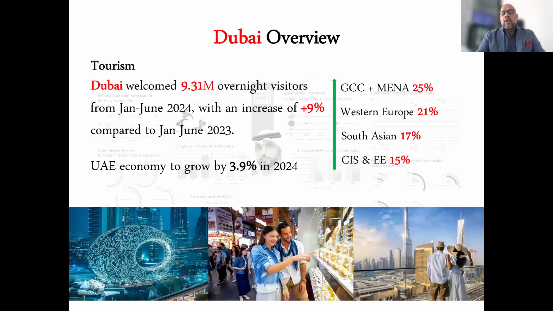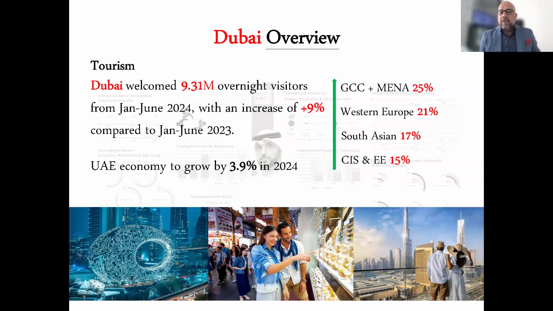Here we are talking about a quick overview of tourism and what is happening. In the first 6 months, Dubai has welcomed 9.3 million overnight visitors. This is one number, but when you look at the right-hand side, GCC and MENA, that is Middle East and North Africa, contributed 25%. Western European, very interesting, is a new segment that is growing, at 21%. South Asian is 17%, CIS and East Europeans 15%.